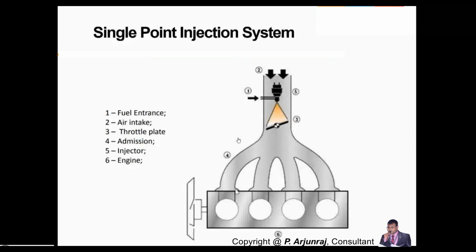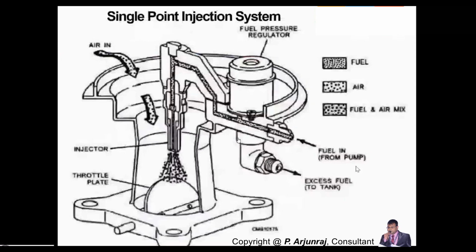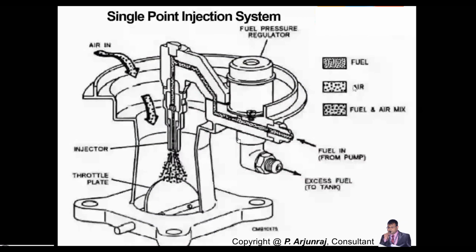So you have only one injector, whereas in the case of multi-point fuel injection, you have an individual injector. And six is basically the combustion chamber of the engine. This is the cut section of a single point fuel injection system. So basically, three types of analysis are required here. One is how the fuel is getting entry into the system, how the air is going to get entry into the system, and how the fuel and the air are going to get mixed and go to the combustion chamber. That is very important that we need to look into.